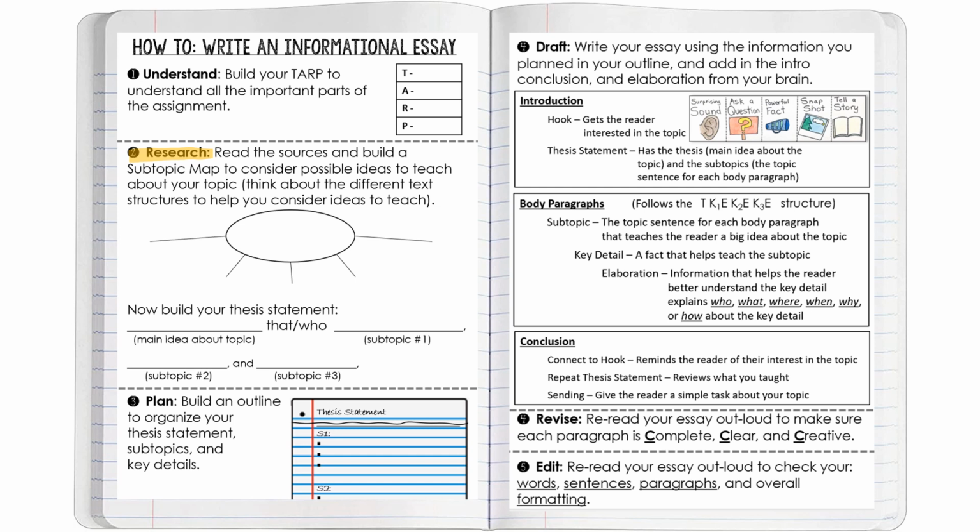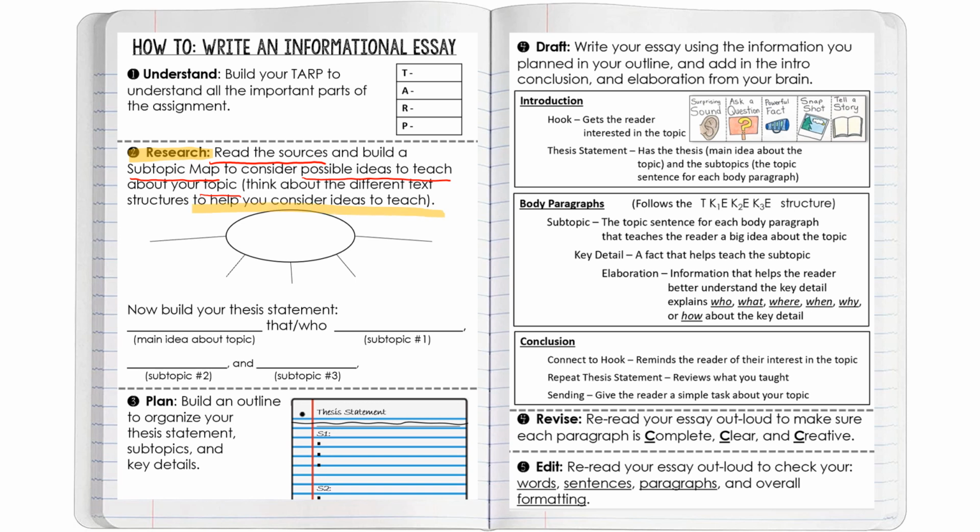If you'll remember our lessons, we talked about how researching means your job is to read all of your sources so that you know what information you have to work with. And then you're going to build a subtopic map. Your goal is to think about possible ideas you can teach about your topic, thinking about the different text structures to help you consider ideas. So you're going to build something called a subtopic map, and it looks like this.